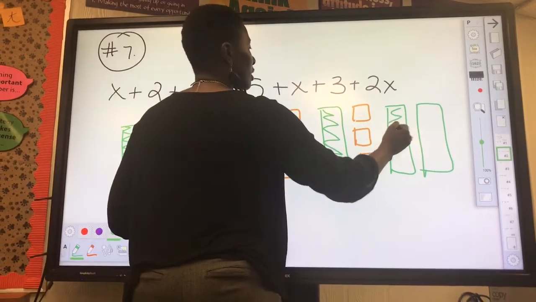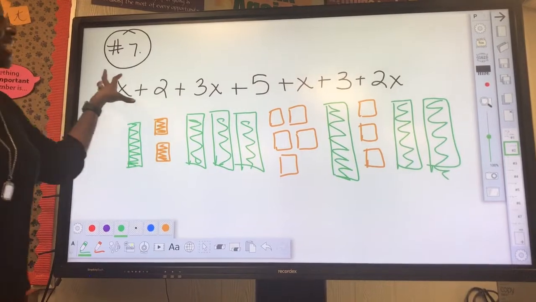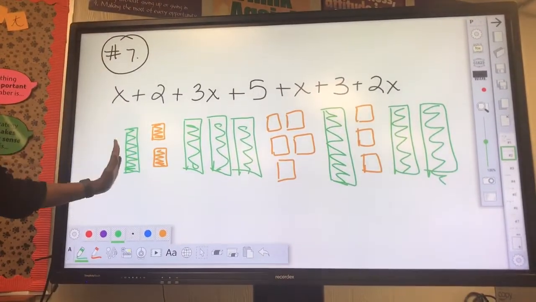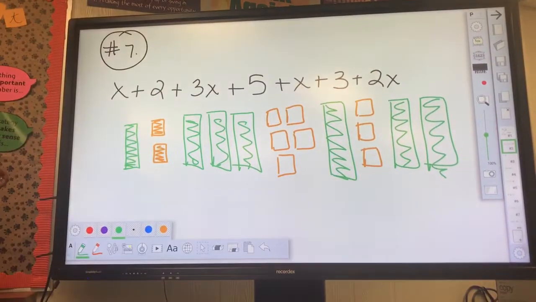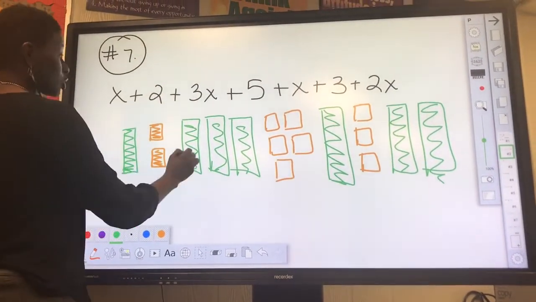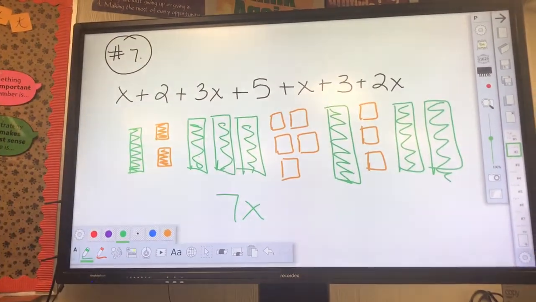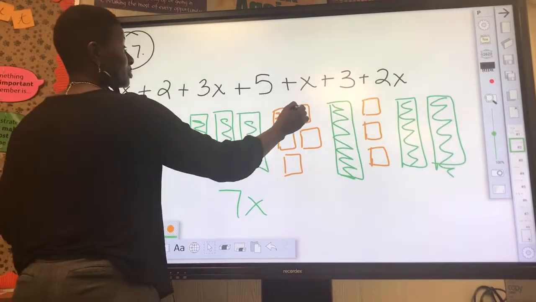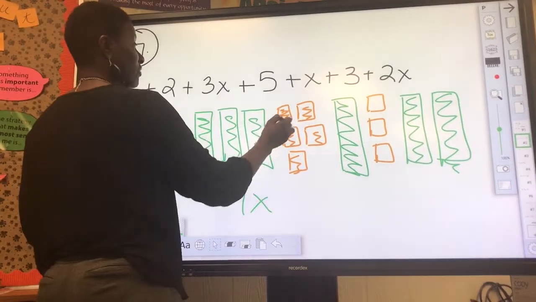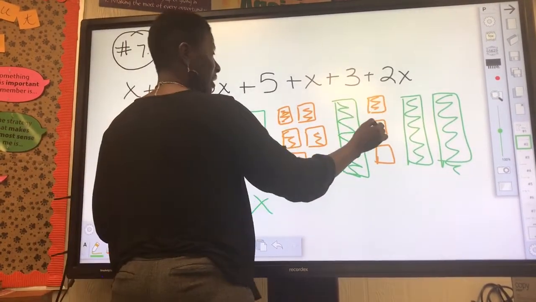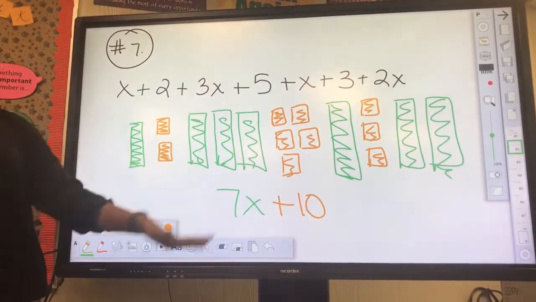So now, they want us to use the tiles to help simplify. So how many x's do I have up here? If I got 1x, then 3 x's, then 1x, then 2 x's, what do I have total? 7 x's. 1, 2, 3, 4, 5, 6, 7. So this is 7x, right? Now, how many 1's do I have? 1, 2, 3, 4, 5, 6, 7, 8, 9, what? 10. So this expression is actually 7x plus 10.